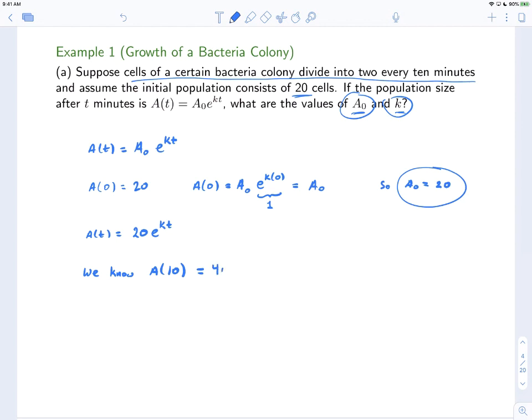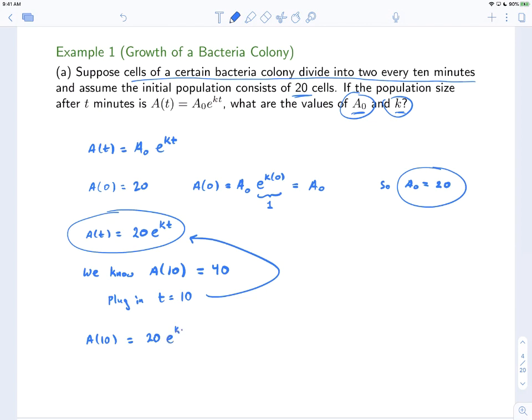That makes it 40. So A evaluated at 10 is 40, but we have this formula here that tells us what A at t is. So plug in t equals 10 into this formula. So that gives us that A at 10 is equal to 20 e to the k times 10. But we know that this is equal to 40.